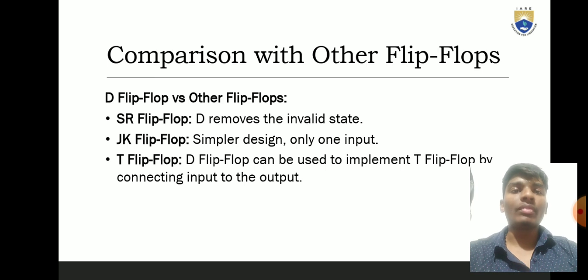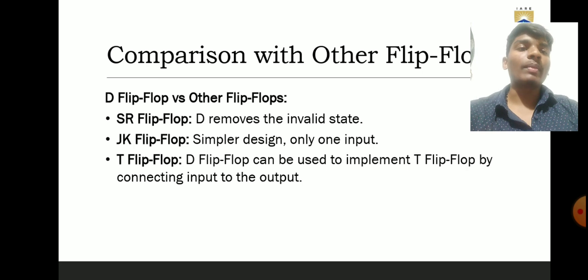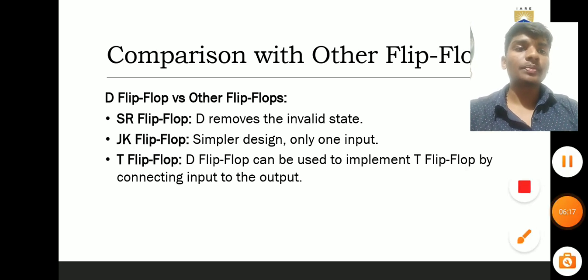SR, set reset flip flop. So D removes the invalid state compared to SR flip flop. JK flip flop, simpler design, only one input. And T flip flop, that is toggle flip flop. So D flip flop can be used to implement T flip flop also by connecting the inverted output to the input.